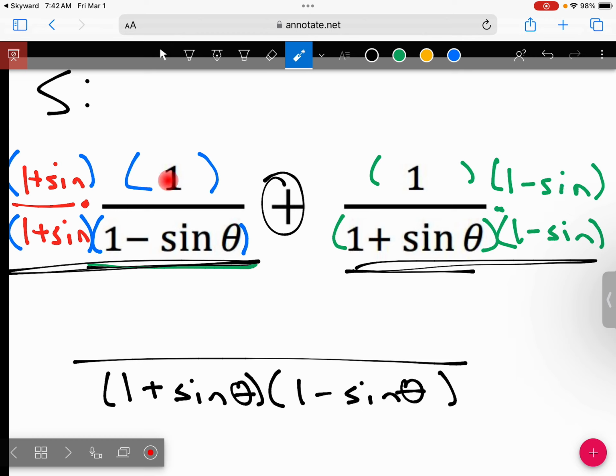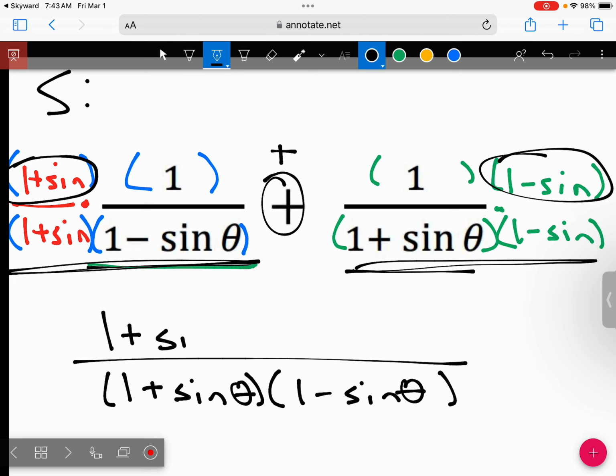The way we would do this, especially if this wasn't a 1, is we would have to distribute one number times two numbers. Here it's nice that it's a 1, so essentially it's just going to be that plus that. So we have 1 plus sine theta plus 1 minus sine theta.